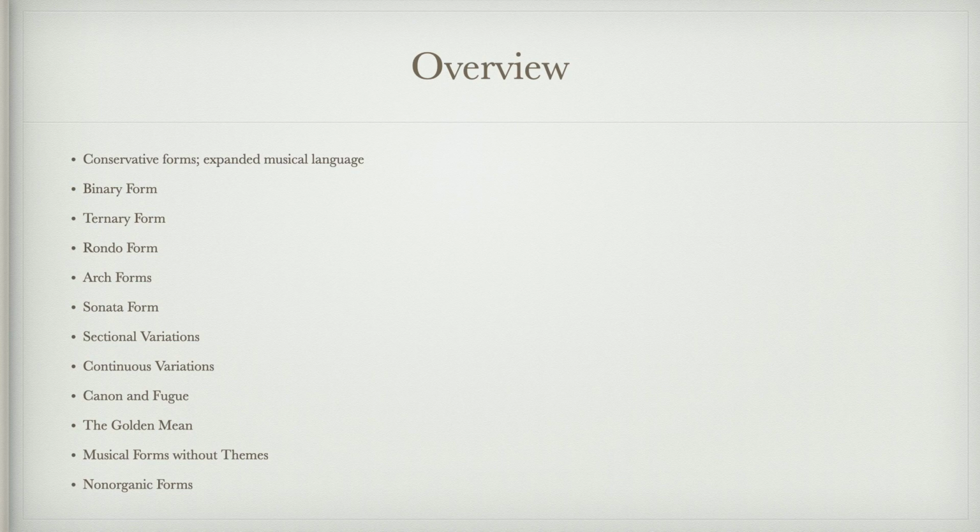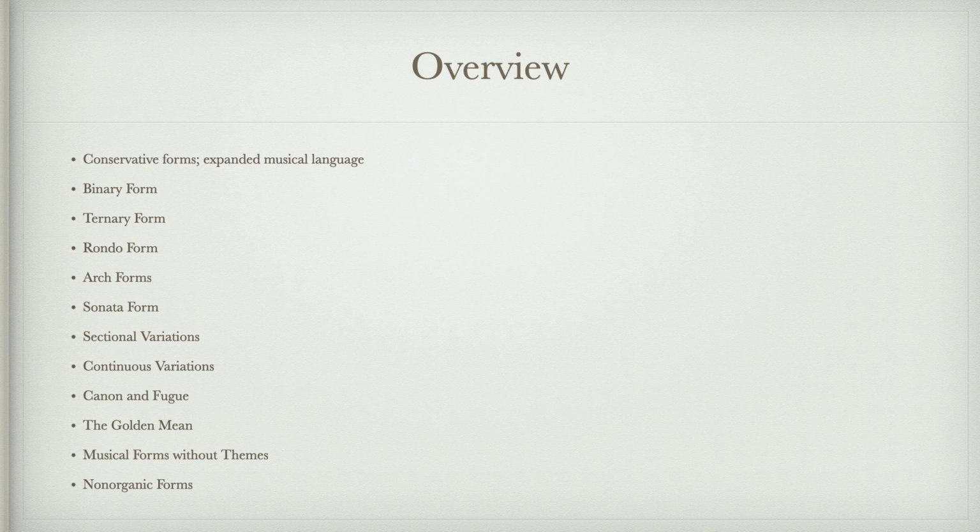Sonata form is used in a different way in modern music, and some people will actually say that sonata form doesn't exist in modern music. It kind of just depends on who you're talking to. We're also going to be talking about sectional variations, which is really the modern answer to theme and variations. Continuous variation is sort of the passacaglia and the chaconne of the 20th and 21st century. Canon and Fugue is something that actually lends itself very well to 20th and 21st century techniques.